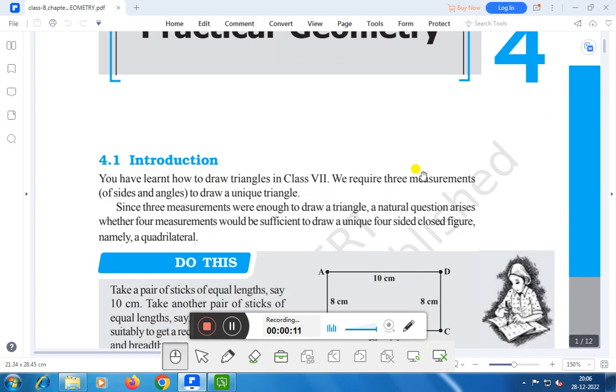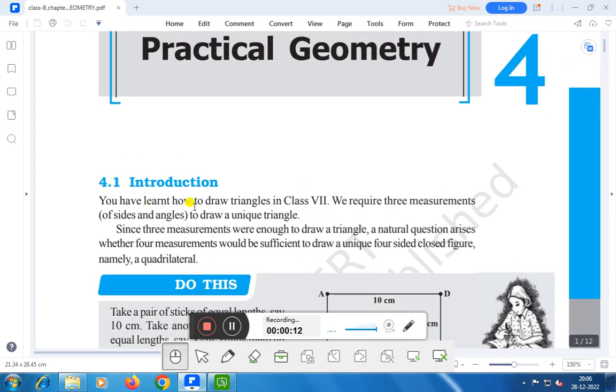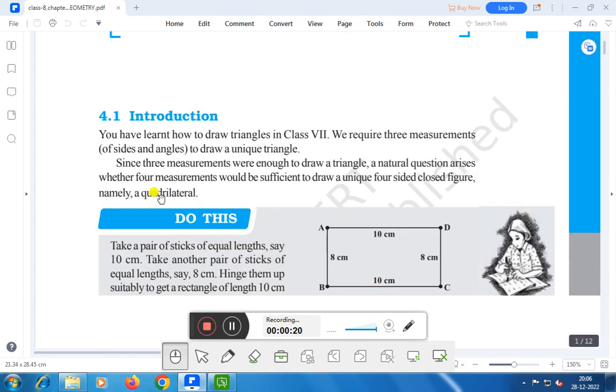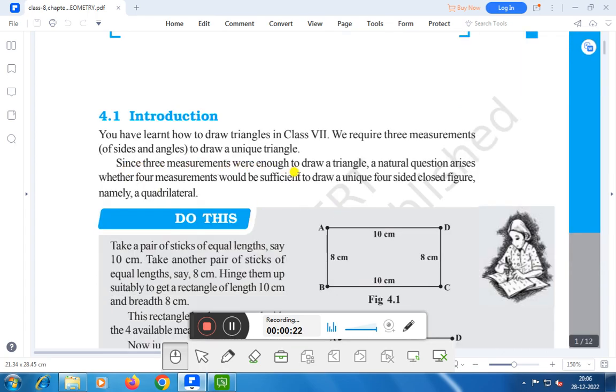Here is an introduction. You have learned how to draw triangles in class 7. We require three measurements of sides and angles to draw a unique triangle. Since three measurements were enough to draw a triangle, a natural question arises whether four measurements would be sufficient to draw a unique four-sided closed figure, namely a quadrilateral.